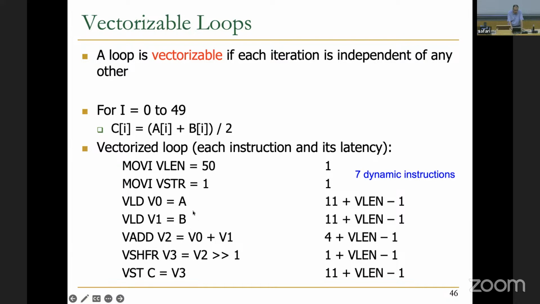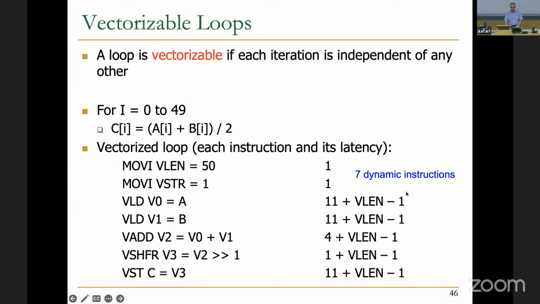So for vector load, since we have a pipelined vector processor, you need to spend 11 cycles to have the first element of your vector in your vector register. But after that, every cycle, assuming that you have enough banks, you're going to get an element. So in the end, the latency is going to be 11 plus VLN minus 1.